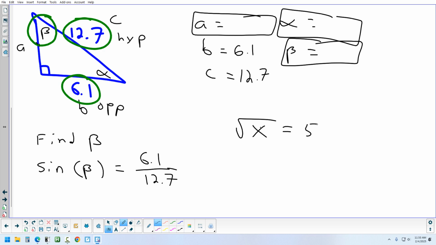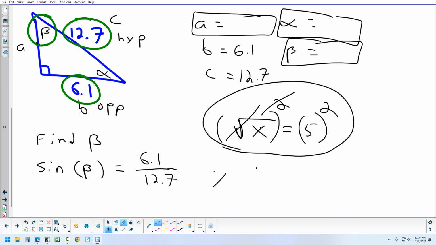If I wanted to get rid of this square root, what would I do on both sides? Square. I would square it. That's because squaring and square rooting are inverses. They cancel each other out. So no amount of adding, subtracting, multiplying, or dividing is going to help you in this problem. You can't do that. You need to use another function to cancel out the function that you don't want there.